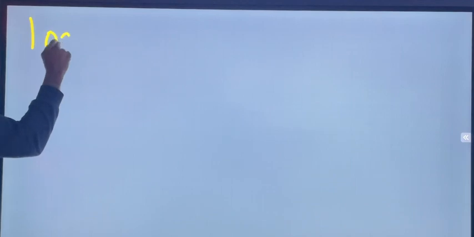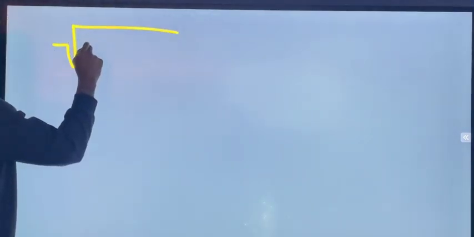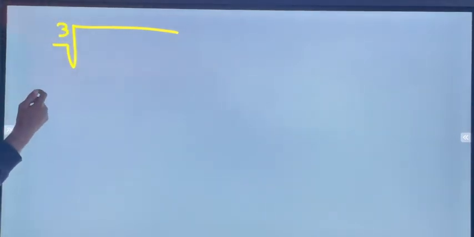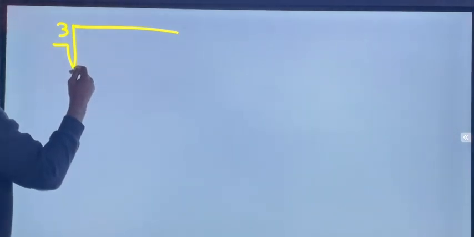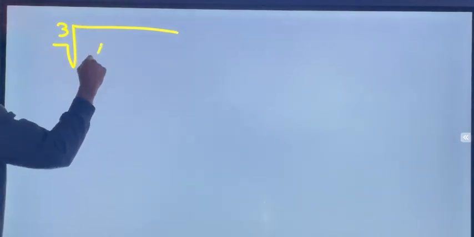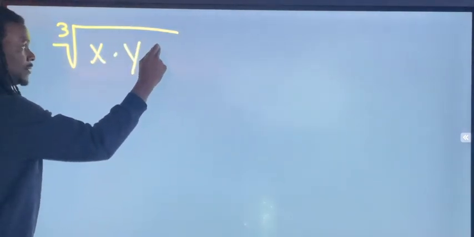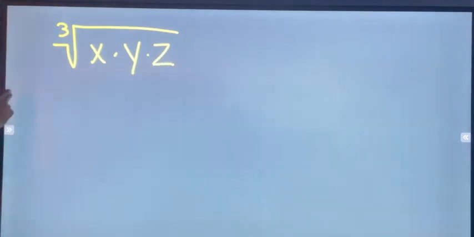What's the reverse of this? Now, Isaac, give me that question again. What did it say? Log of the cube root of X times Y times Z. But the log is in front of it, right? Yes. Perfect. All right.